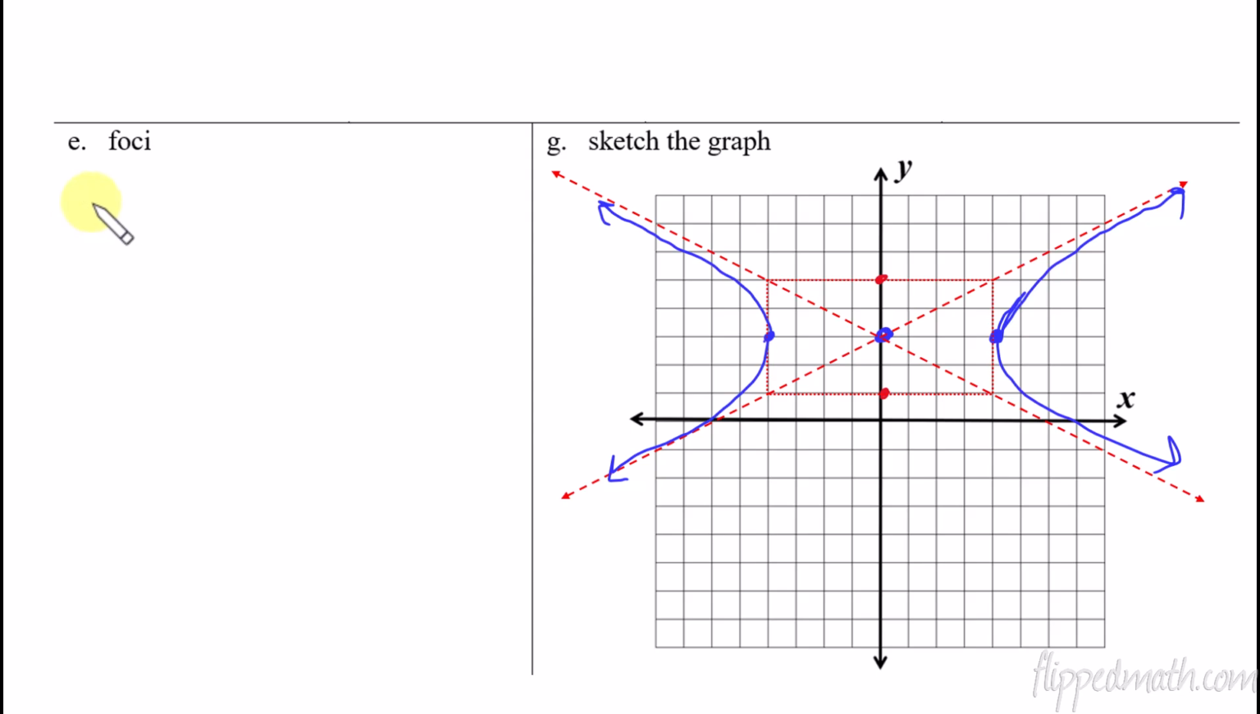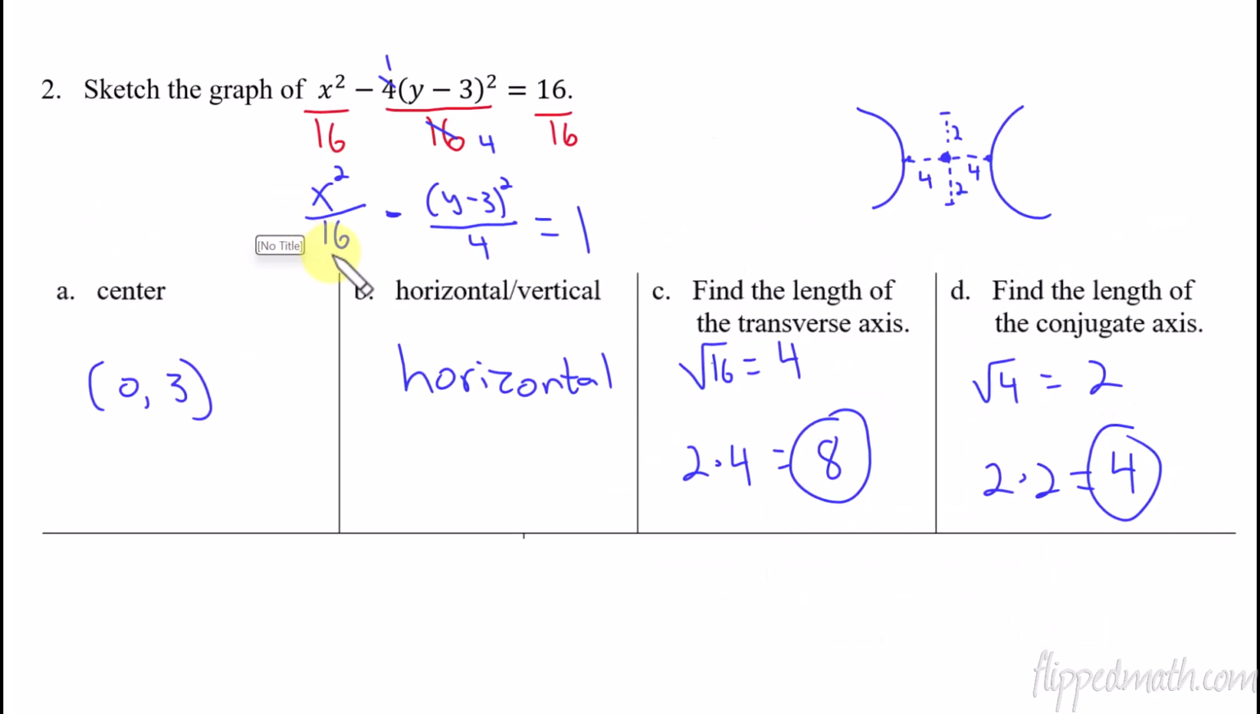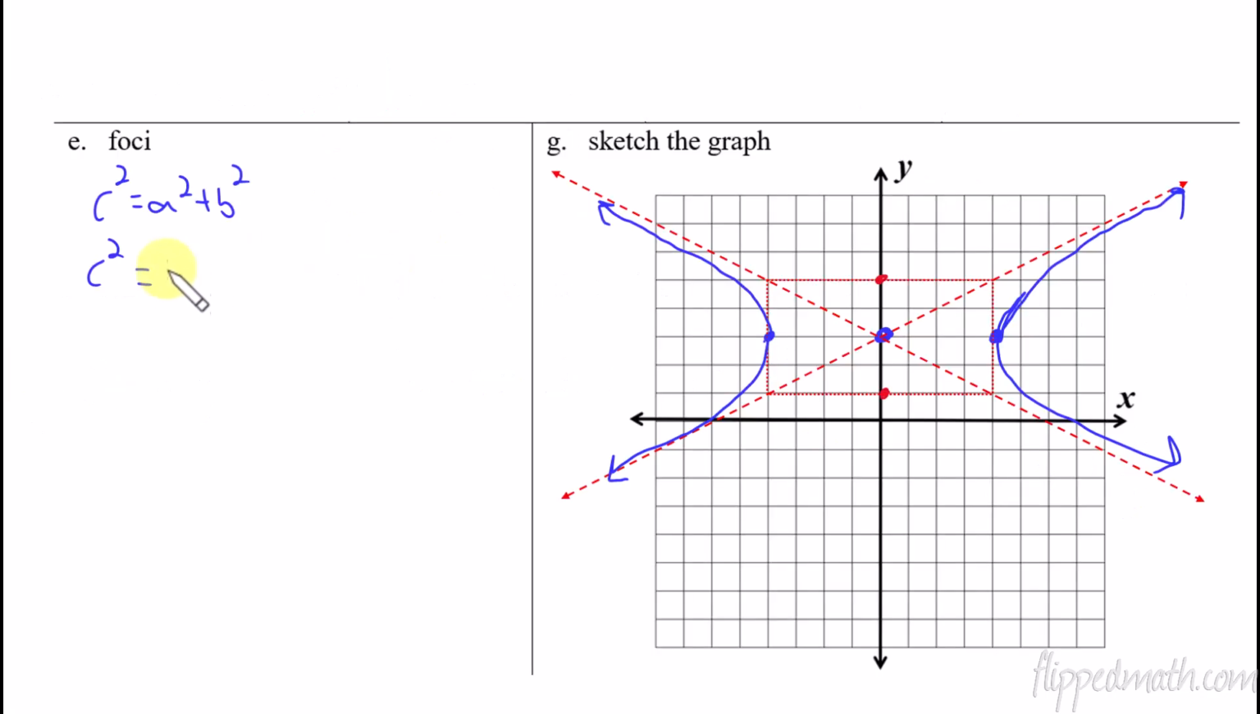And now let's do the foci. So c squared is going to equal a squared plus b squared when it's a hyperbola. And with an ellipse, remember, it would be minus. I don't know what the c value is yet, so c squared equals... I know that my a and b are 16 and 4. Doesn't matter which one's which. So I'm just going to say 16 and 4. c squared equals 20, which gives me c equals the square root of 20.